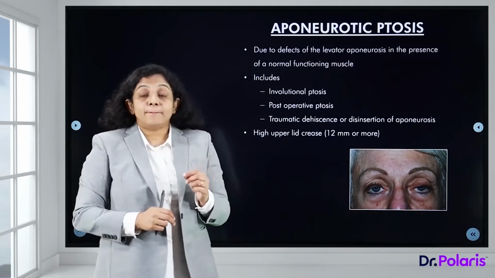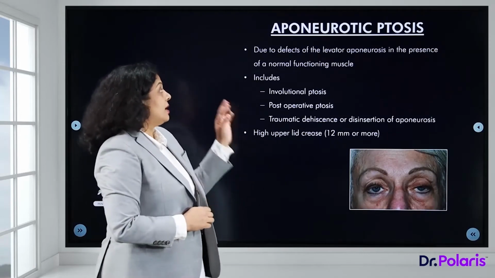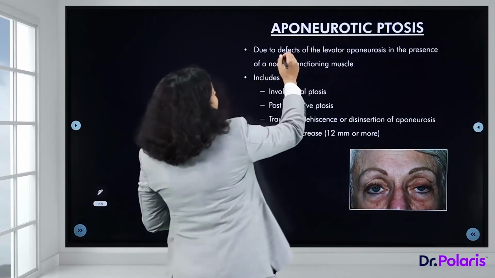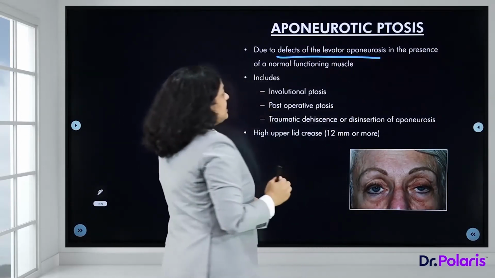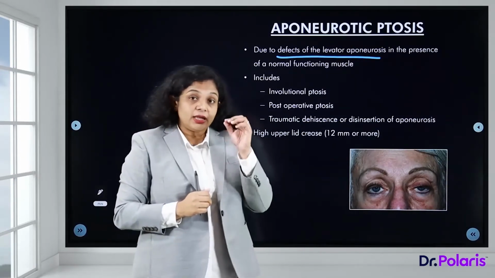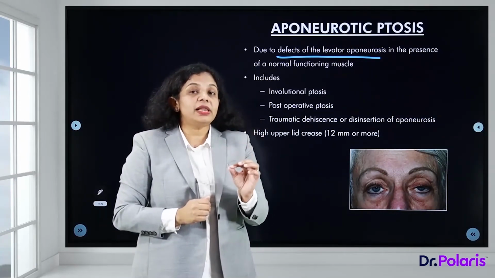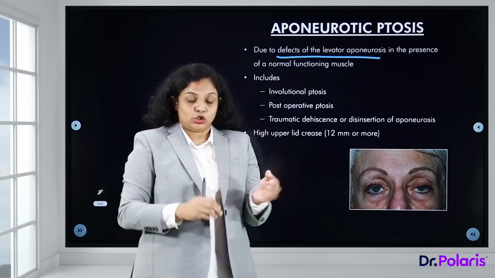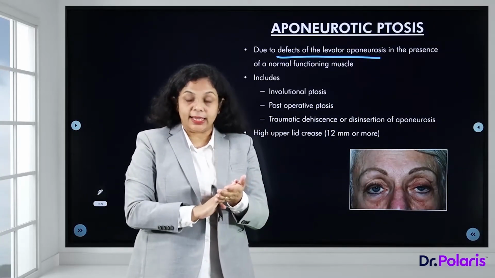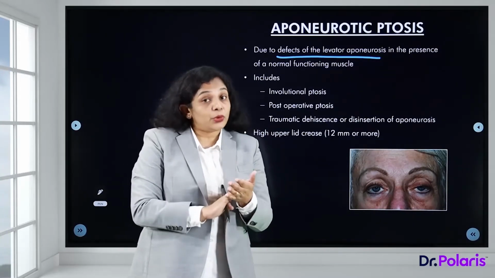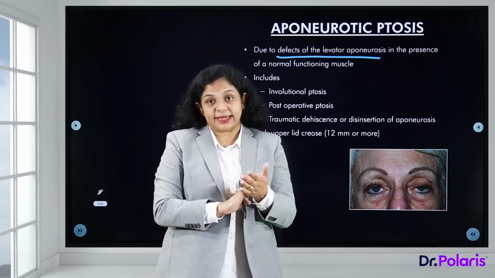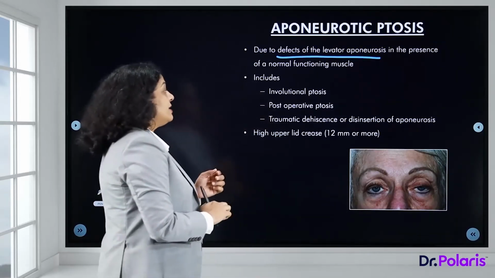Coming on to the aponeurotic ptosis. Here there are defects to the levator aponeurosis in the presence of a normal functioning muscle. So the muscle is functioning normally, but there is a problem in the aponeurosis of the muscle by itself. Okay. So what are the conditions?